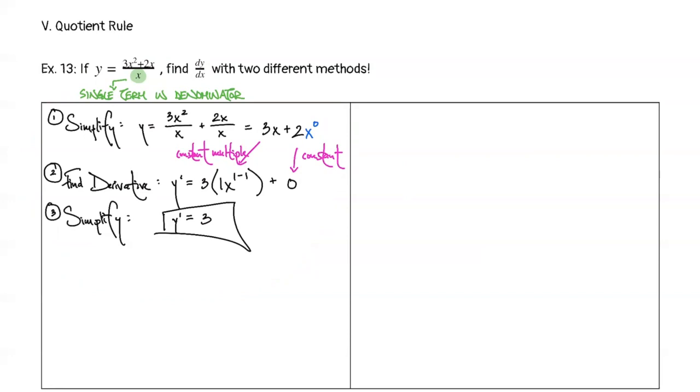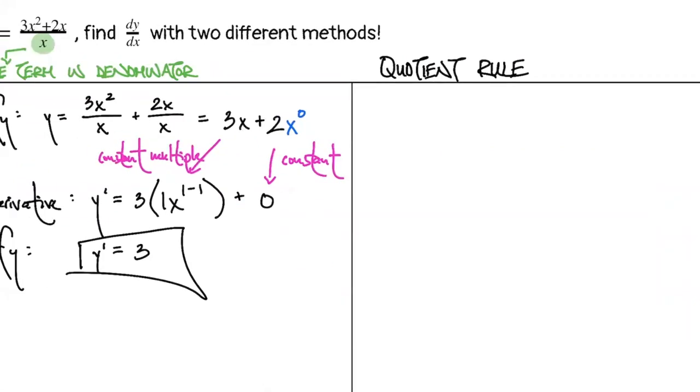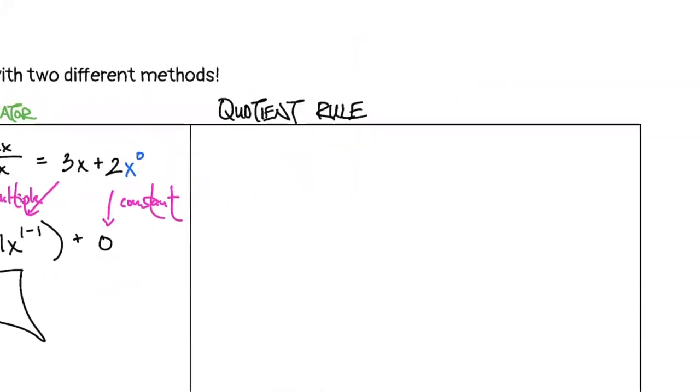All right, so on the right-hand side, we're going to solve this using the quotient rule. And at the end of this, we should get the very same answer we got over there. We should get 3, okay? So let's go ahead and set this up. Anytime I'm using a rule, I like to go ahead and set things up. And for this one, we're going to have a U and a V, just like we had for the product rule, okay?